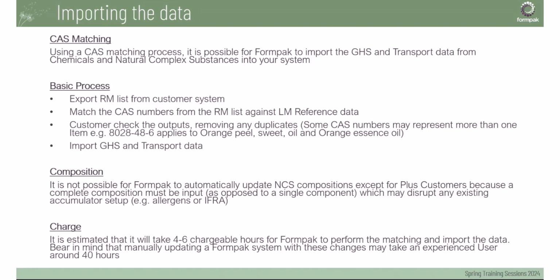And this is because some CAS numbers, for example, 8028486, apply to orange peel oil as well as orange essence oil and orange flower oil. And so we don't necessarily want to import orange flower oil data onto orange peel oil. So we need to remove any duplicate matches. And then this data is imported with the GHS and transport properties, and it's just the manual ones that I added, and then the calculations take care of all of the others.